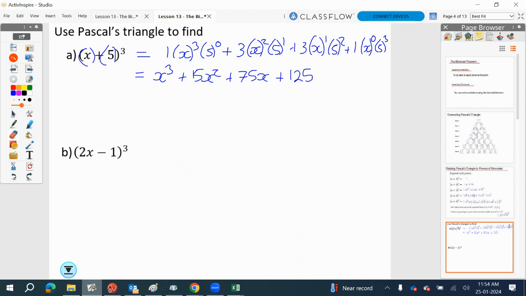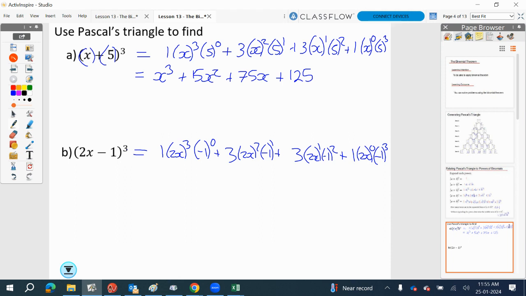Okay, let's have a look. Two steps. So our first step is what are the coefficients? We've got 1, 3, 3, 1. It's cubed. Next up we have 2x to the 3, we have minus 1 to the 0. Here we're going to get 2x squared, minus 1 to the 1. 2x to the 1, minus 1 to the 2. And then 2x to the 0, minus 1 to the 3.